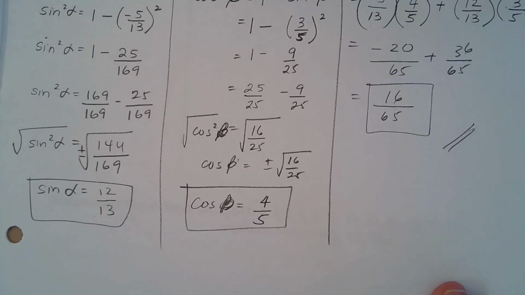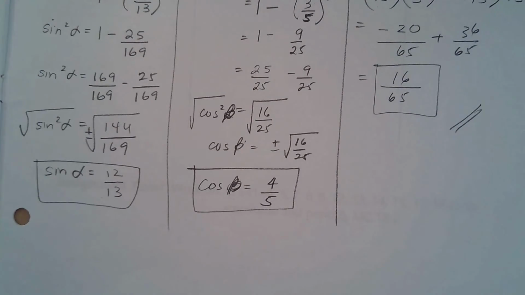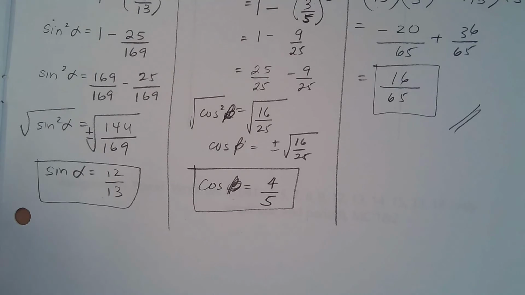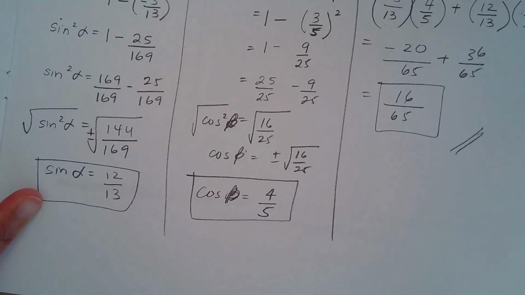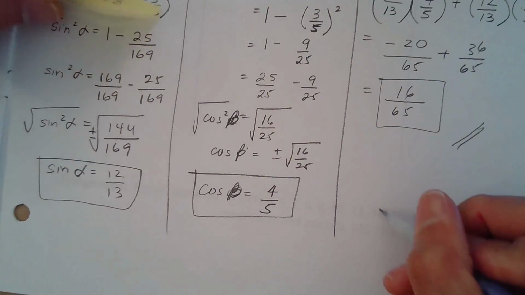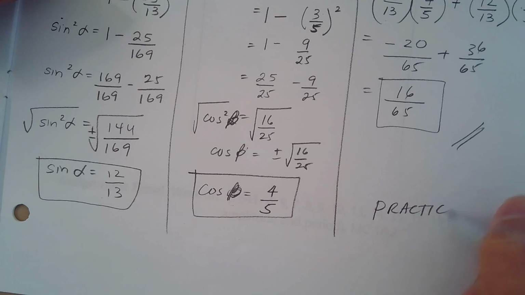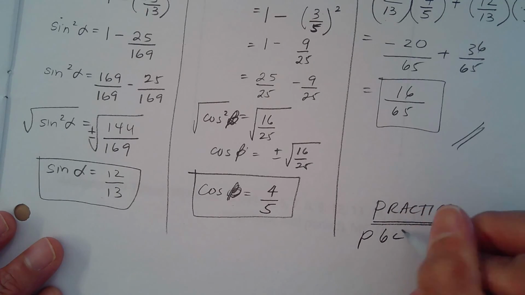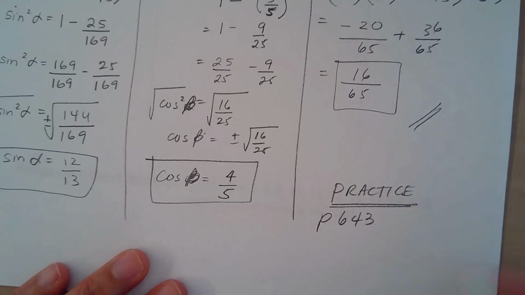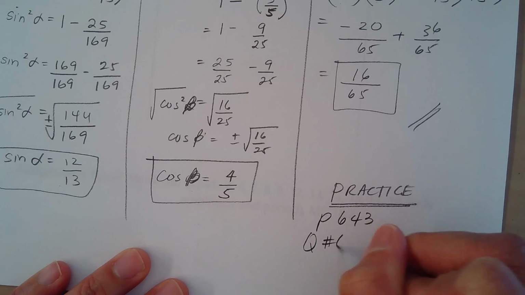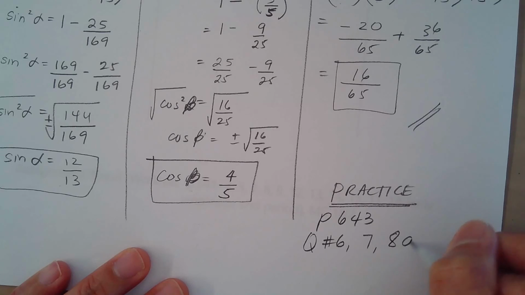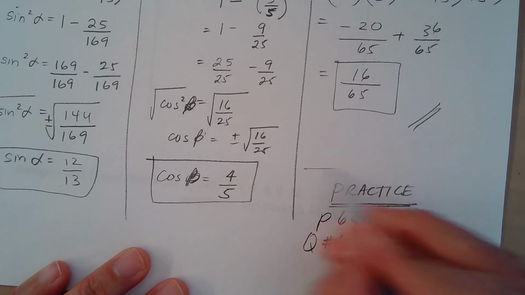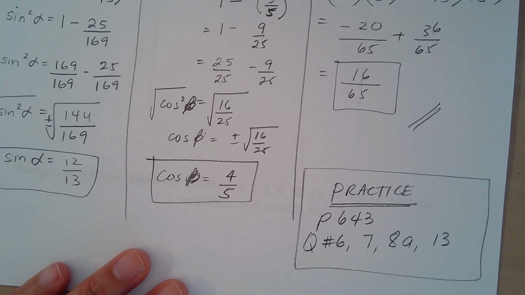Okay, so like I said, I'm going to chop it up into sections. So we did examples 1, 2, and 3. These are the ones that I'm going to assign to you for practice. And we do need practice, right? Everybody does. Page 643, questions number 6, 7, 8A, and 13.